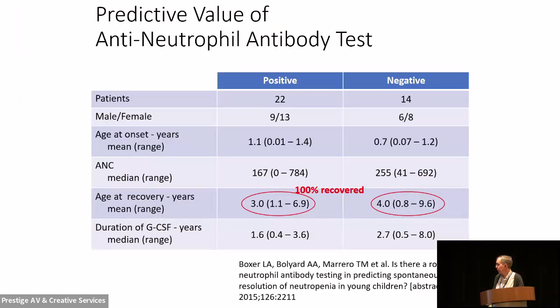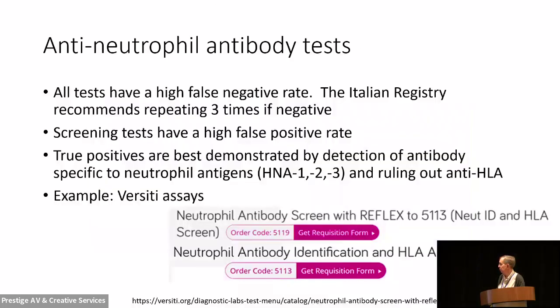From this study by Dr. Boxer many years ago, he showed, looking at these children, a group of 22 with positive antibodies and 14 with negative antibody tests, that 100% recovered regardless of whether they had a positive or negative antibody test. And all the other measures that he looked at were pretty much equal.